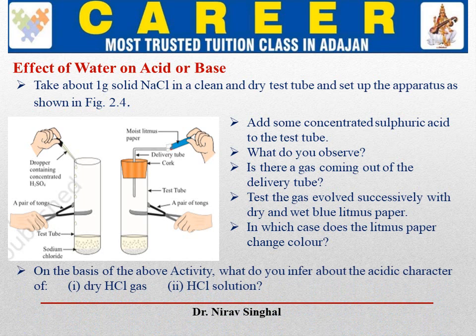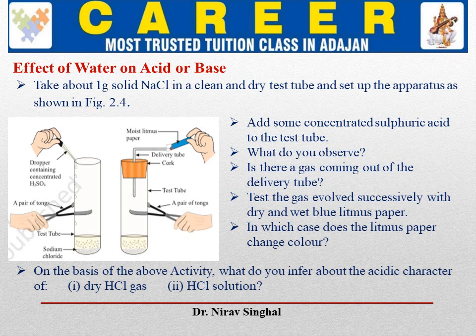No. We can carry out the test with dry HCl gas and HCl solution. It was observed that whenever litmus paper comes in contact with H plus ions, only then does it change its color from blue to red. But if an acid comes in contact with the litmus paper and does not dissociate into H plus ions, then it cannot convert the dry litmus paper to red.